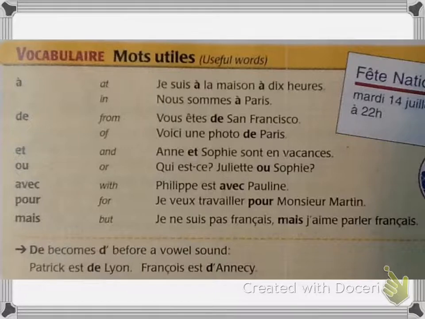So next you see some mots utiles, some useful words. So we're going to go down saying these. Actually, we'll say a word twice, and then we're going to do the sentences to the right. S'il vous plaît, répétez à. À. Je suis à la maison à 10 heures. Nous sommes à Paris. 2.